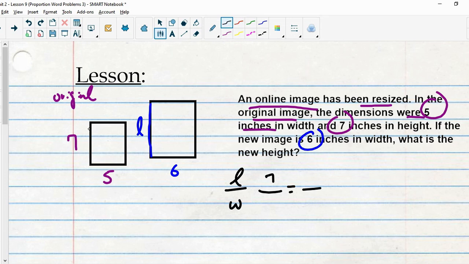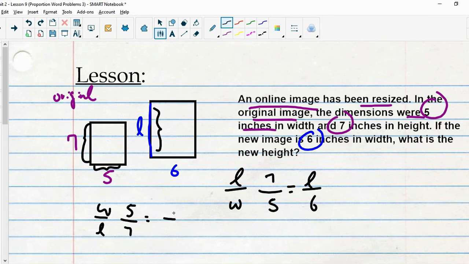7 to 5, right? So 7 to 5, and then length to 6. By the way, if you want to do width to length, you can do that too. Everything just gets flipped upside down. So you have width, length, width, length. It'll be the same answer. Okay? So don't worry about that.